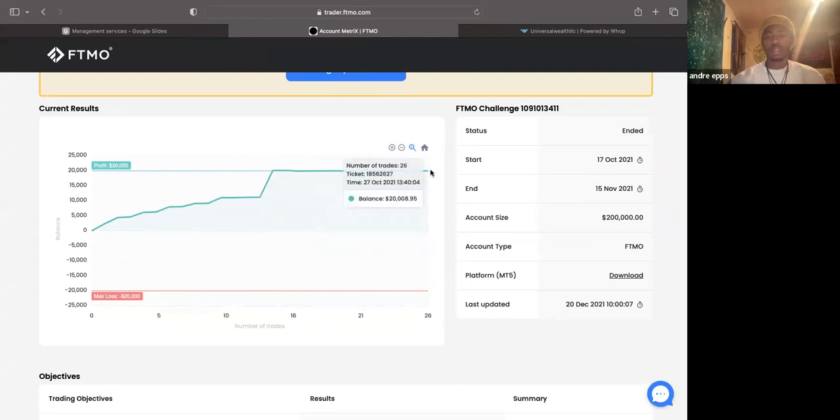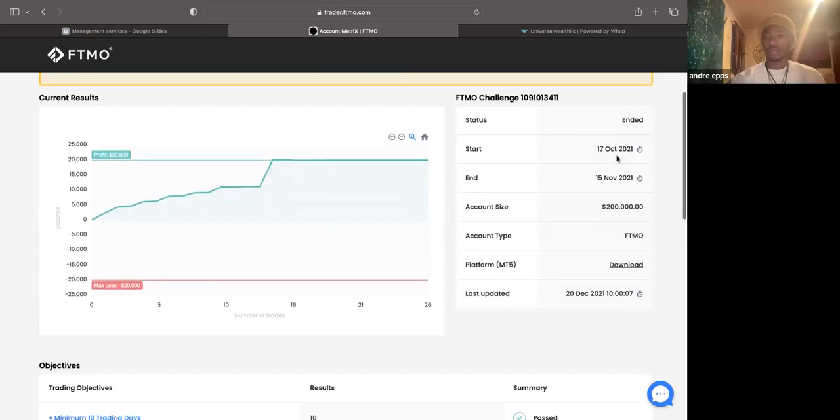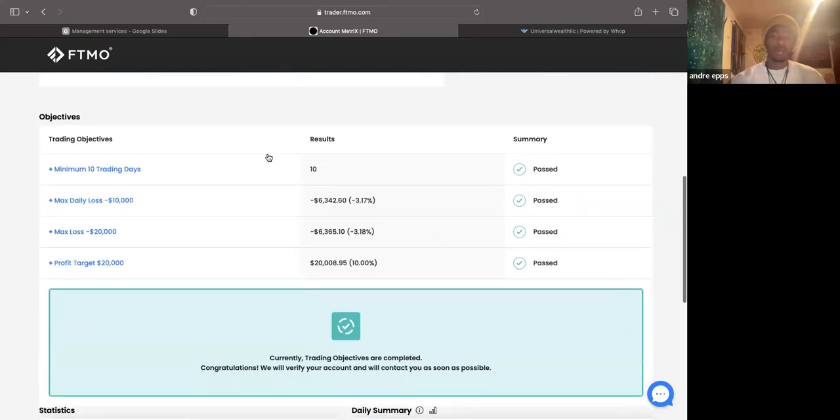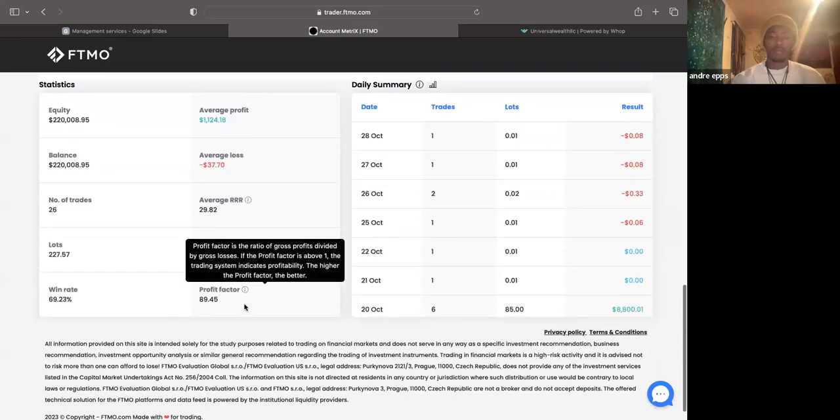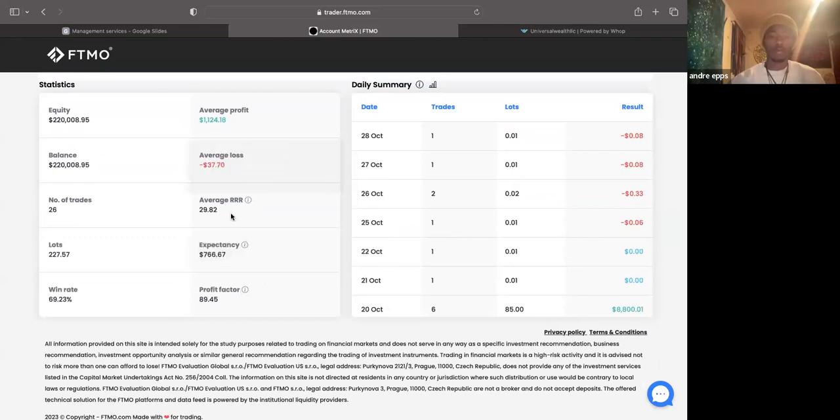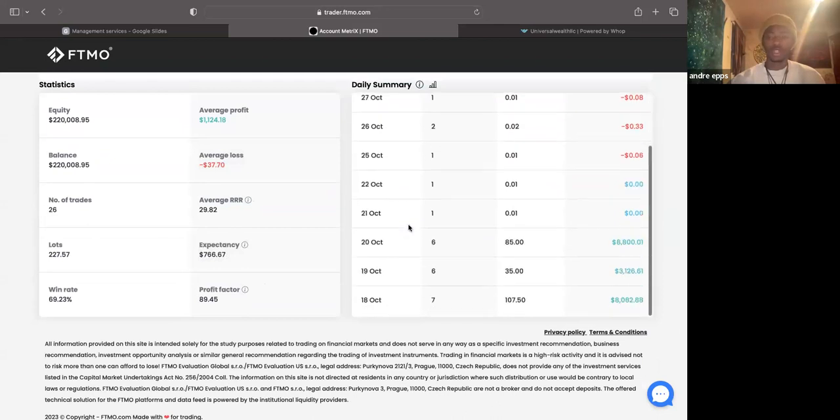They generated $20,000 within the span of a month. Okay. So that's very, very beautiful. Well, yeah, within the span of a month and 2 days. We met all the drawdown parameters and all those things was passed, which was beautiful. Obviously, we had an 89.45% profit factor, which is beautiful. Our win rate was 69%. Our RRR was 29%. We took 26 trades in total.